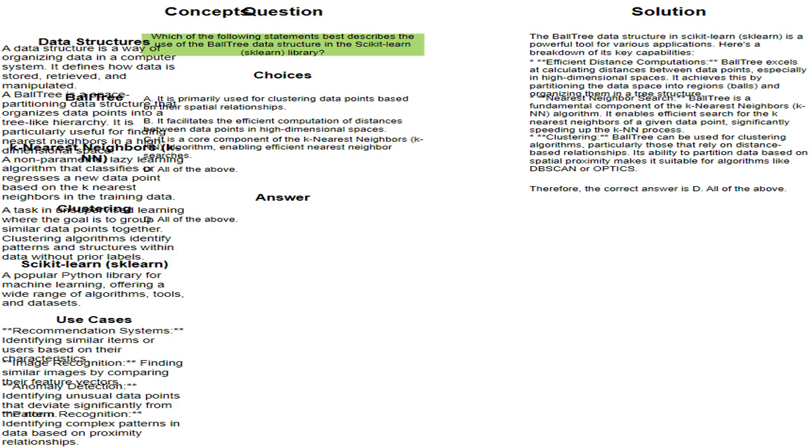Which of the following statements best describes the use of the ball tree data structure in the Scikit-learn sklearn library? A. It is primarily used for clustering data points based on their spatial relationships. B. It facilitates the efficient computation of distances between data points in high-dimensional spaces. C. It is a core component of the k-nearest neighbors (KNN) algorithm, enabling efficient nearest neighbor searches. D. All of the above.